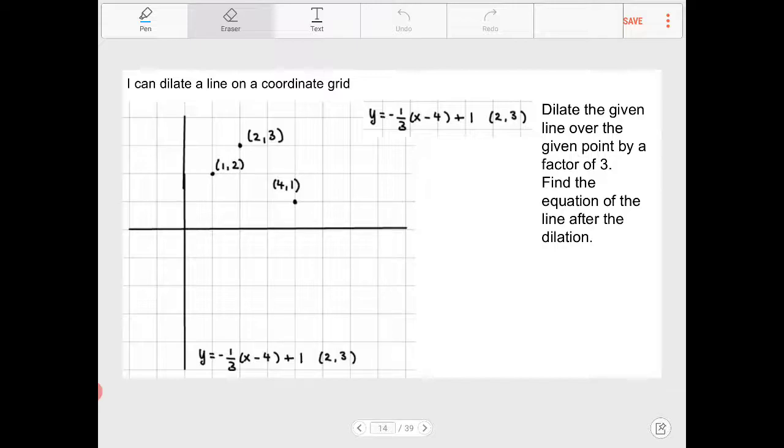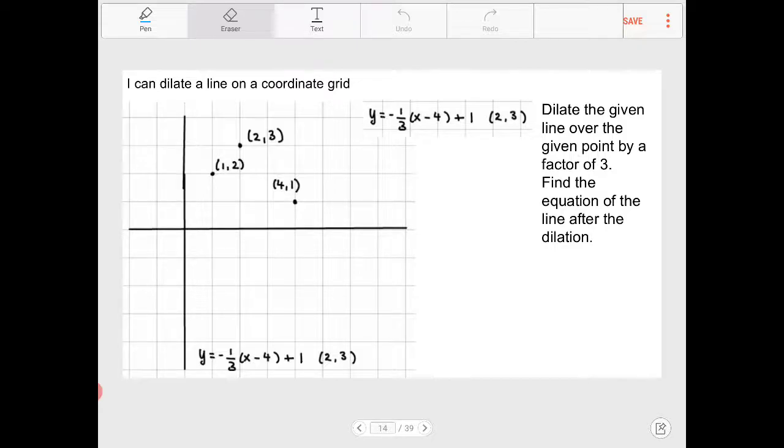Just a comment on strategy here. For the points that I choose on the given line, should I choose points that are far away from the center of dilation, or points that are close to the center of dilation? Which one do you think would serve you better? Well, if you're thinking that selecting points close to the center of dilation is better, you're absolutely right.